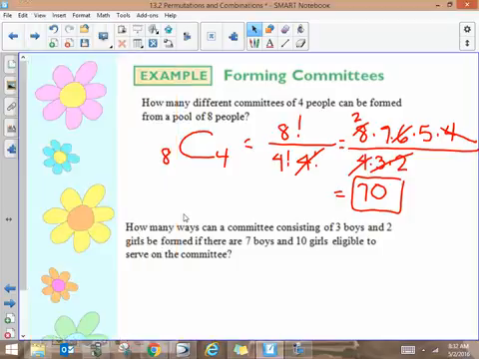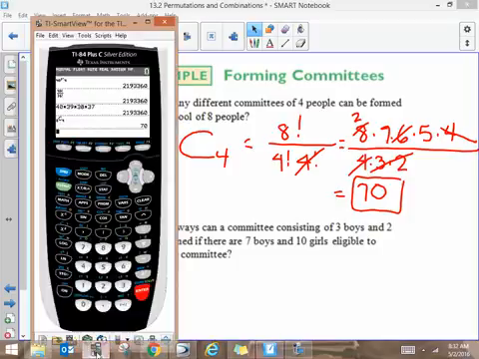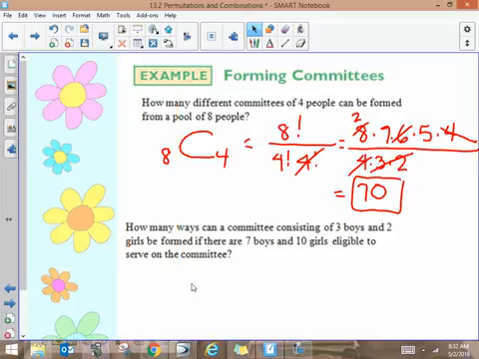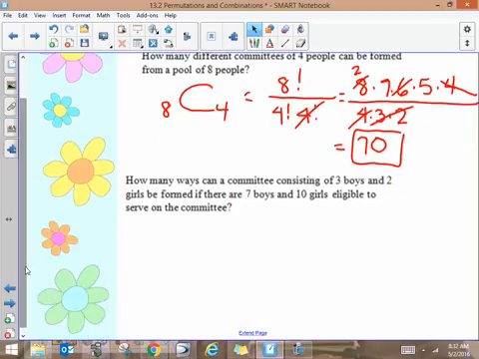I wouldn't count on just this piece, is what I said, because you wouldn't be able to do some of the abstract ones. I would know the formula. How many ways can a committee consisting of 3 boys and 2 girls be found if 7 boys and 10 girls are eligible to serve on the committee? What do I think? Okay, anyways.